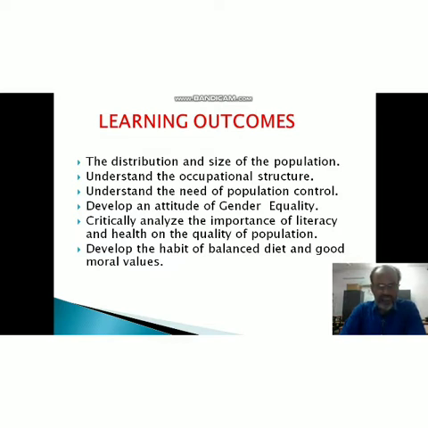By learning this chapter, we will be able to know the distribution and size of the population, the occupational structure of the country, the need for population control, and develop an attitude of gender equality, and the importance of literacy and health on the quality of population. And by reading this chapter, we will learn the habit of a balanced diet and good moral values.